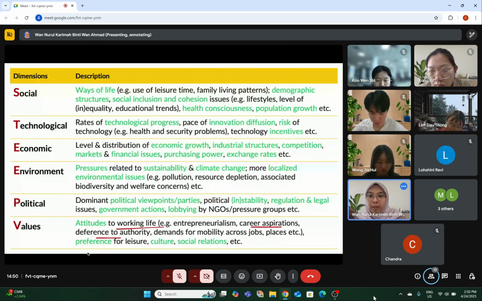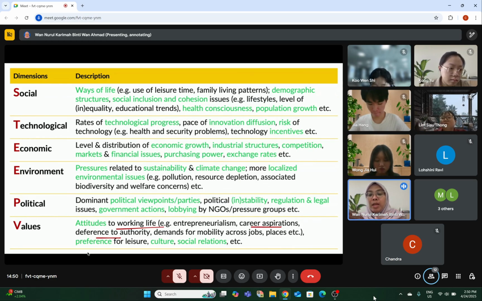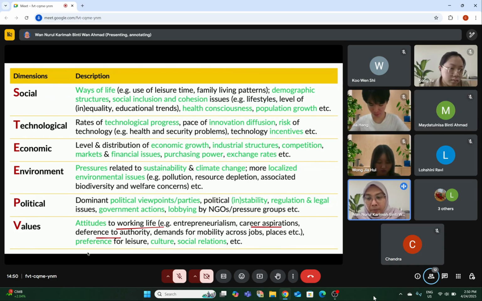Make sense, kan? So the rate of diffusion, the rate of technological changes will be higher if the technology life cycle is shorter. Contohnya AI sekarang ni, we can see AI can be used in many applications, and the rate at which AI is developed is faster compared to older technology, kan?